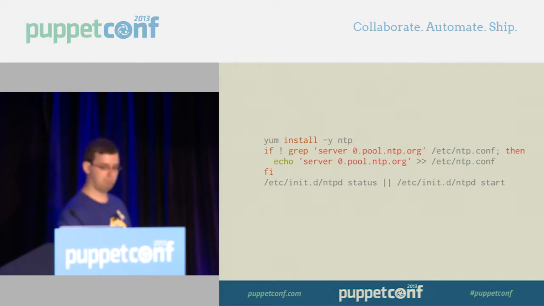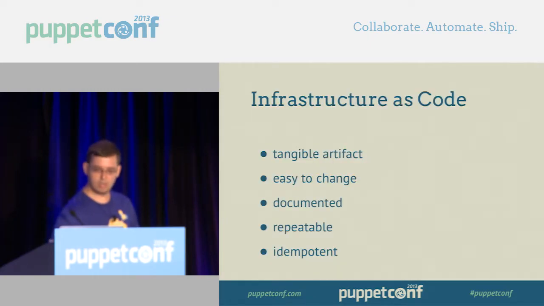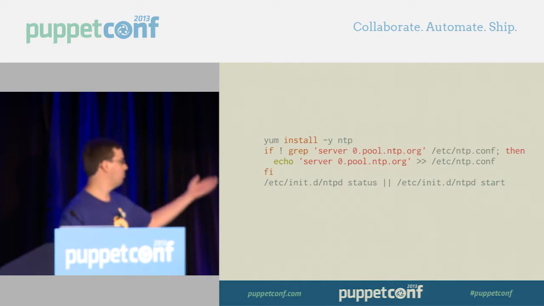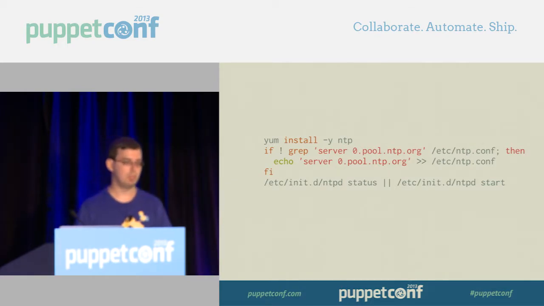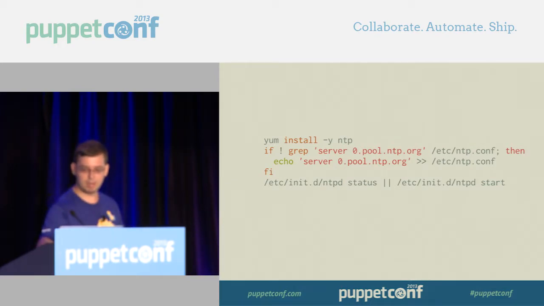This is a tangible artifact, it's code. It's pretty easy to change because, again, it's code. I can do that, I can file a pull request. It's sort of documented. The code serves as documentation. By having a service start in there, I know I want the service running. And I could put comments or, again, git log. It's repeatable. I can do it on 10,000 machines and it'll work the same. And it's even sort of idempotent because yum install will just do nothing if it's already there. This is great. So what's wrong with it, though?